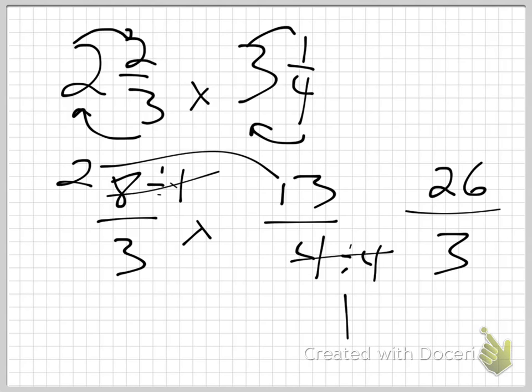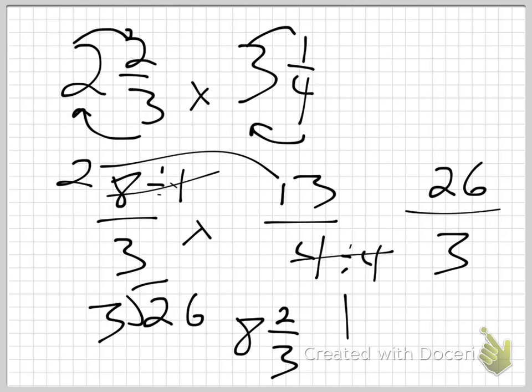How do I turn an improper fraction back into a mixed number? You divide. 26 divided by 3 comes out to, what is that? 8 2/3. 8, remainder 2, or 8 2/3. Does that make sense? Yes. See it? Okay. Try one. Do this for me. 10 1/4 times 2 3/4.